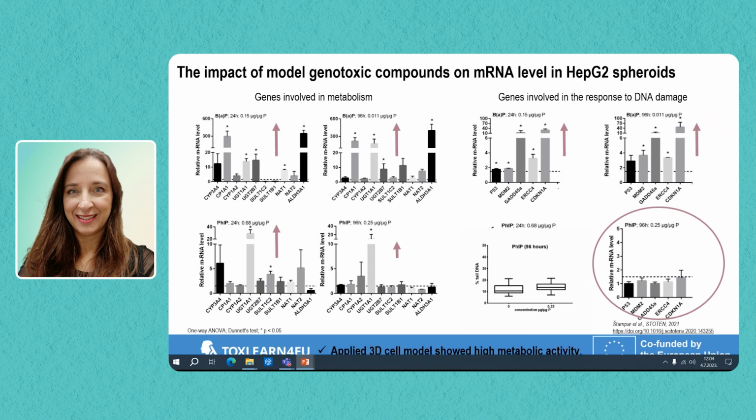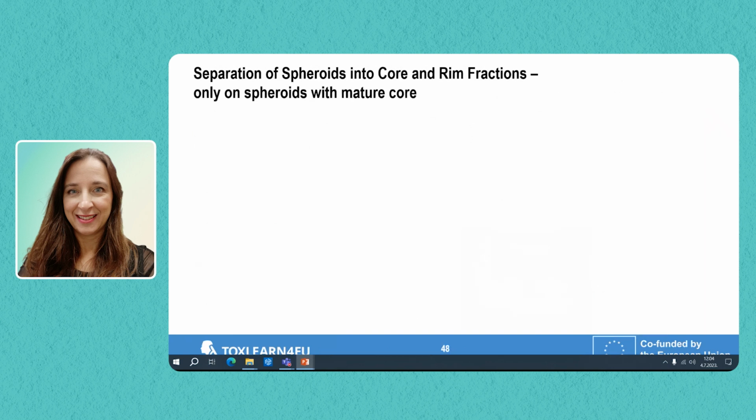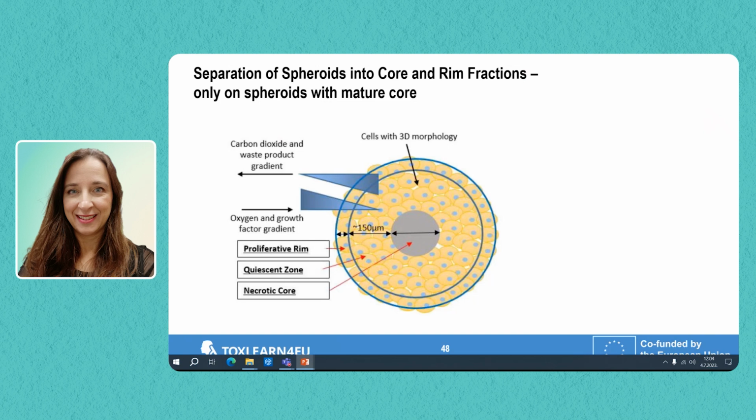After optimization, and seeing how the model behaves, we can say that this 3D cell model shows a high metabolic activity and can be used for detecting genotoxic compounds. Maybe also one interesting thing.